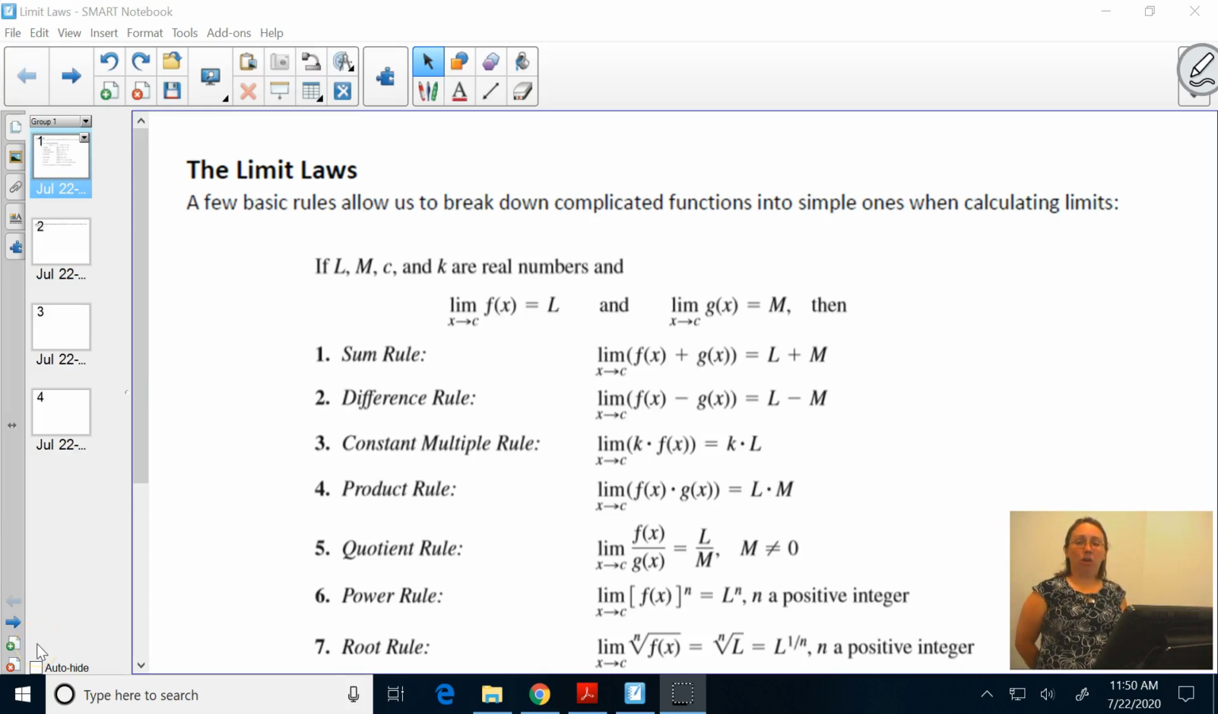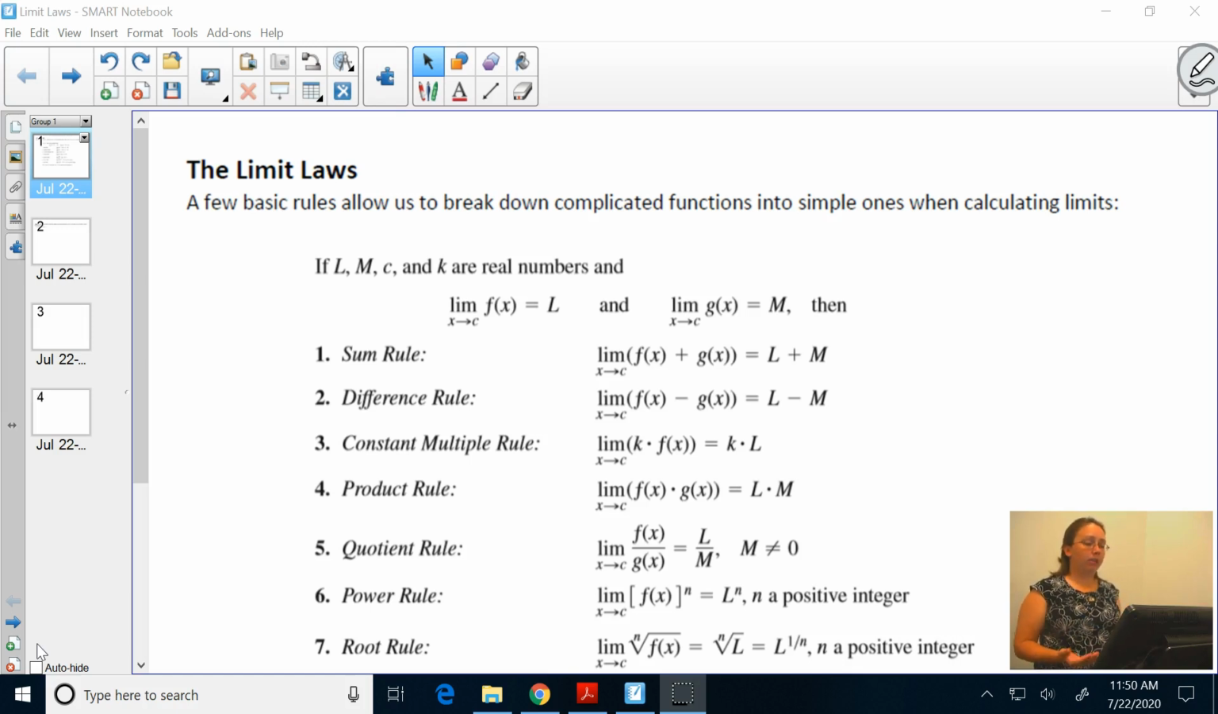Everyone, we're going to work on limit laws today. Our goal is to move from the numerical approximation technique, which is very time-consuming, towards a more algebraic technique. In order to achieve an algebraic method of finding limits, we're going to need some limit laws.